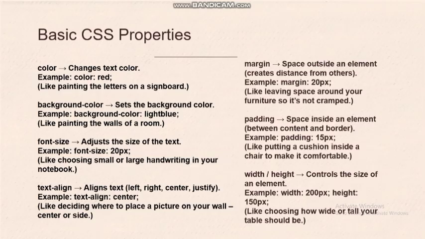If you use left on a text align property in CSS, it means you want the text to be on the left. If you use right, you want the text to be on the right. If you use center, you want that particular text to be on the center. It's like deciding where to place a picture on your wall.